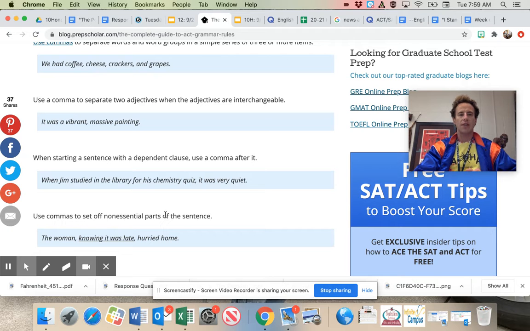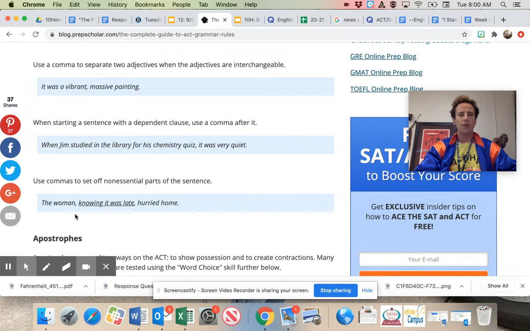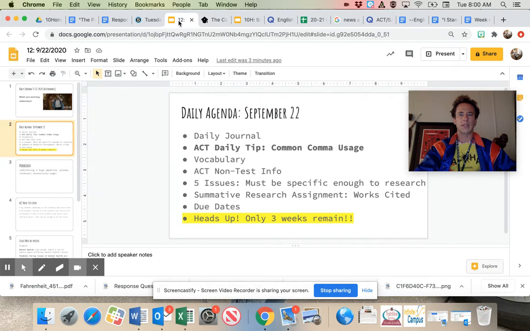Use commas to set off non-essential parts of the sentence. The woman, comma, knowing it was late, comma, hurried home. So we just have a little bit of clarifying information. It's not an essential part of the sentence. If we just said the woman hurried home, that's fine. It's a complete sentence. So we just have a little bit of non-essential information. All right, there's your ACT prep for the day.